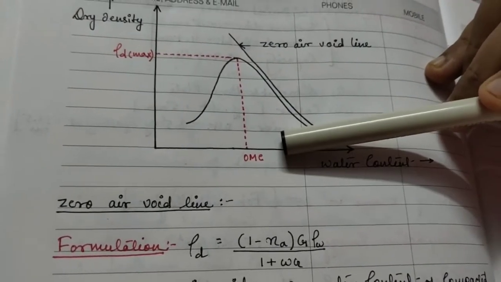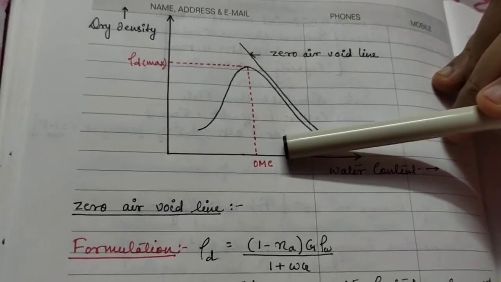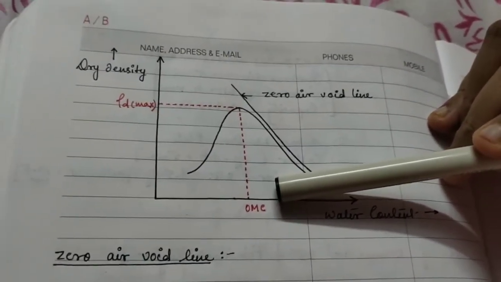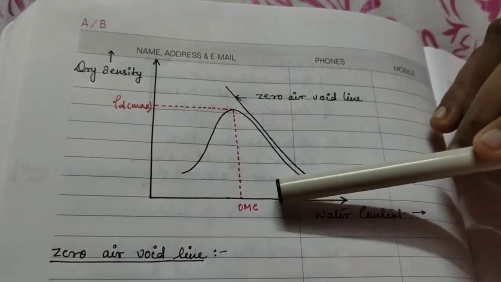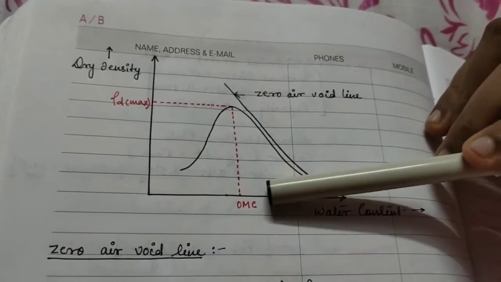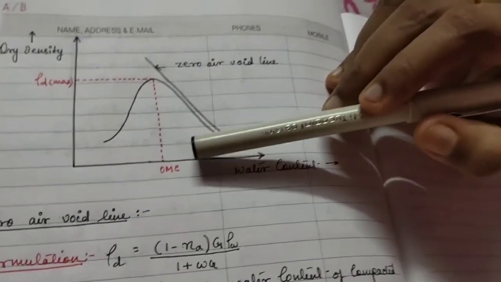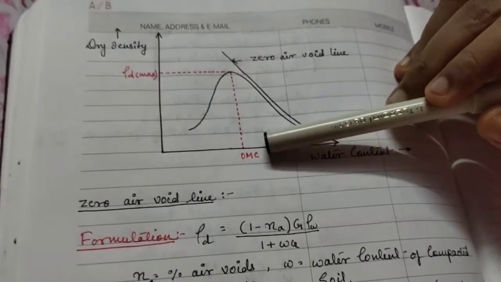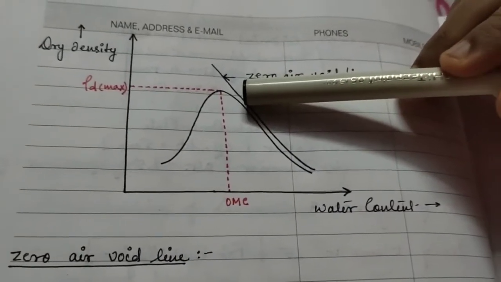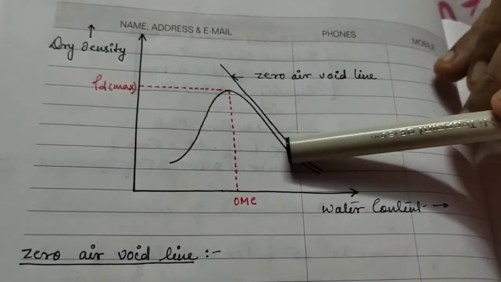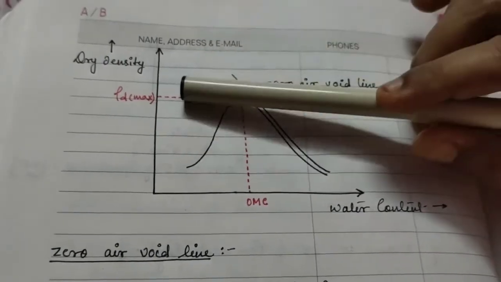Thus, whenever we are going to perform any compaction test, it must be kept in mind that the water content must not exceed the value of OMC, or optimum moisture content. If the water content increases beyond OMC, then what will happen? The result will be a decrease in the dry density of the soil. So from here we can easily find out the maximum dry density for a particular type of soil.